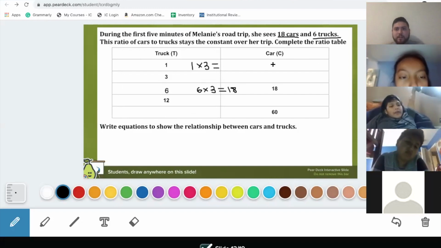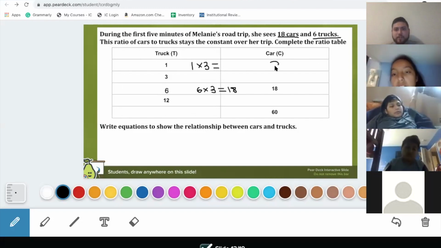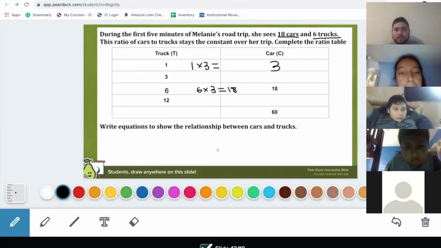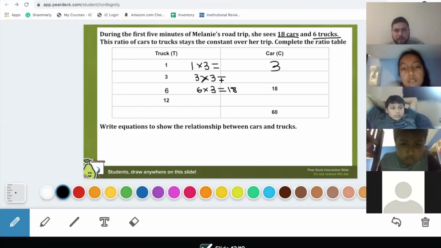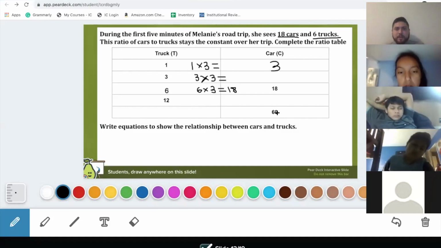And then you're going to find out the cars here. And some of you already put this. This is 3. Use the rest of these answers. So 3 times 3 is going to give you the next answer. And this one you're going to need to use division because there's no number to multiply here. So you're going to have to say, what number times 3 equals 60? So fill in your table and let me know in the chat when you're done.